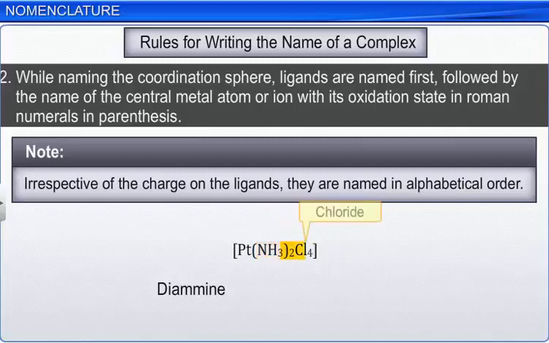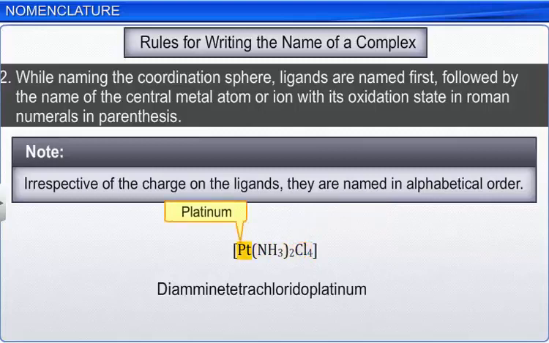IUPAC has also proposed certain rules for naming ligands. Anionic ligands are given names that end in the letter O.